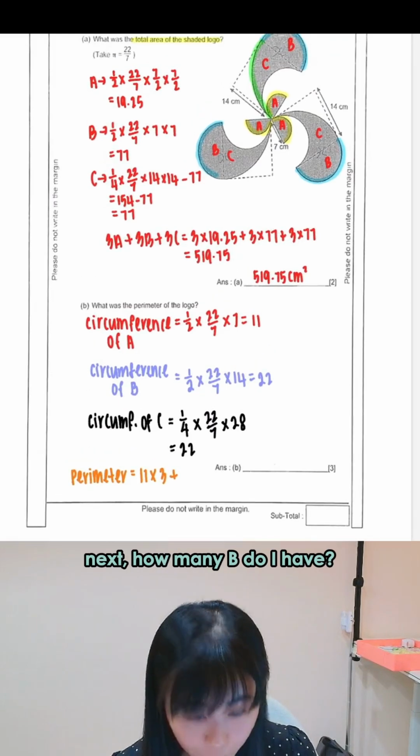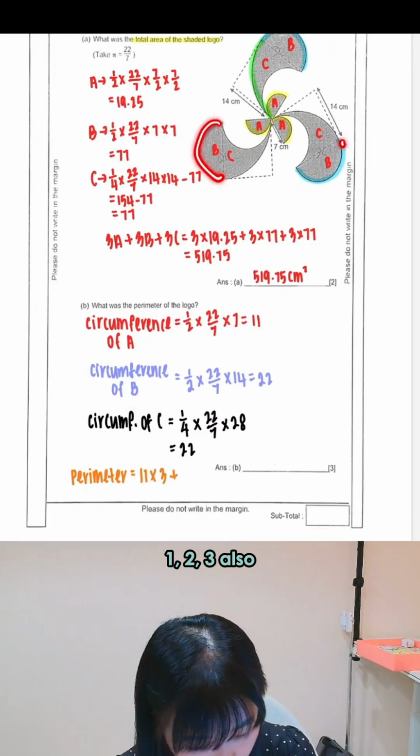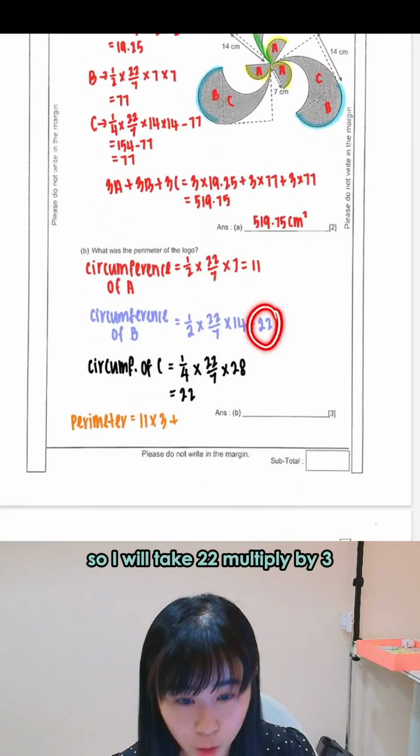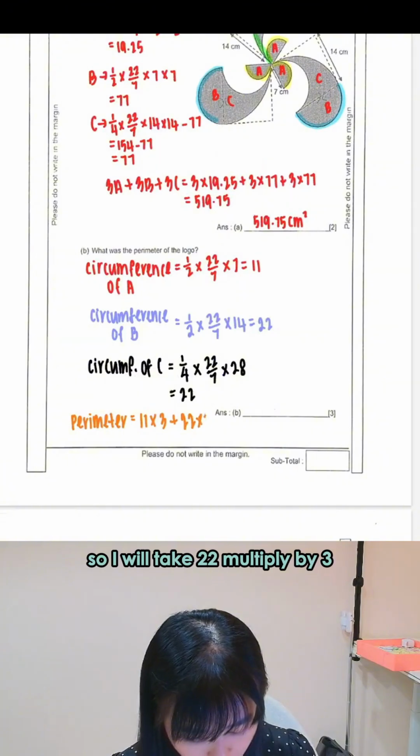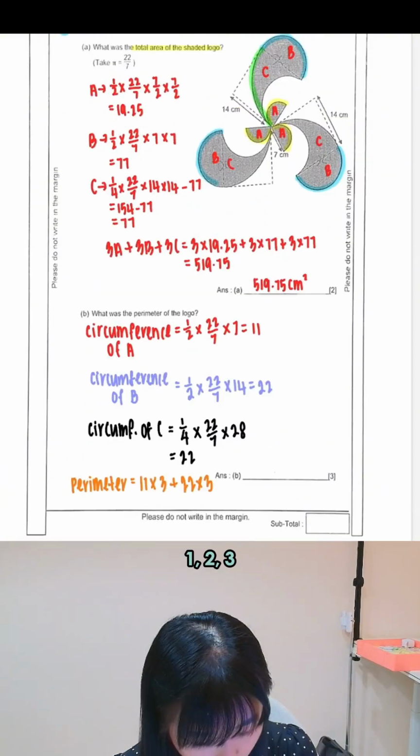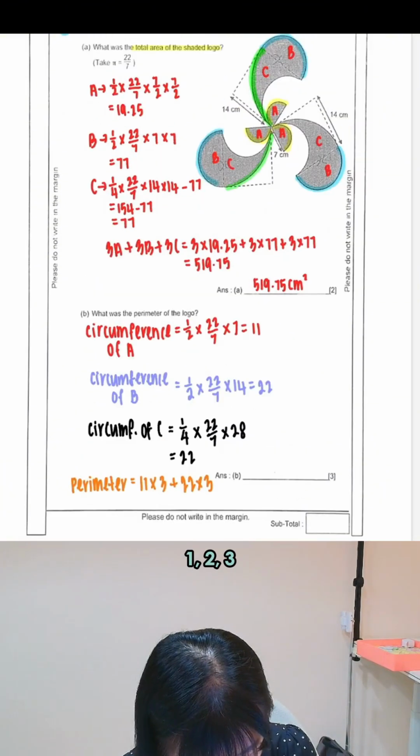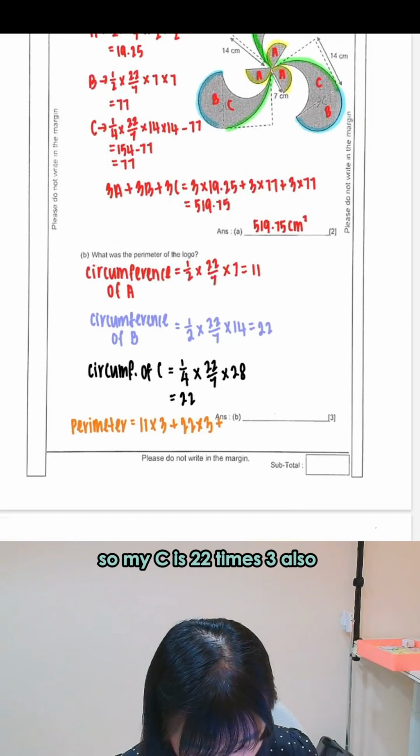Next, how many B do I have? 1, 2, 3 also. So I will take 22, multiply by 3. How many C do I have? 1, 2, 3. So my C is 22 times 3 also.